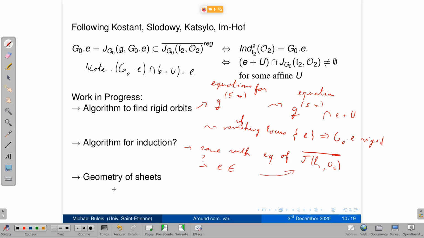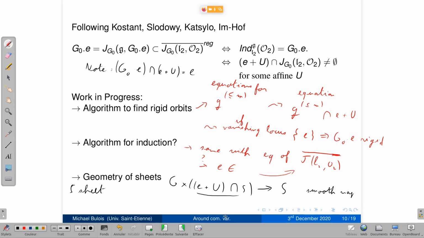And also you can look at the geometry of sheets. The idea is that you have G times E plus U, say, intersected with some sheet S, and you look at the orbit map. So this goes to S. This map is smooth.